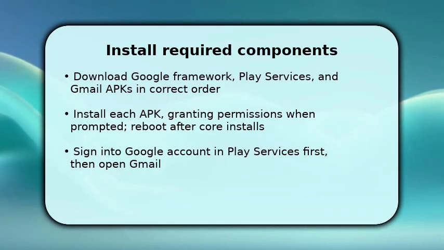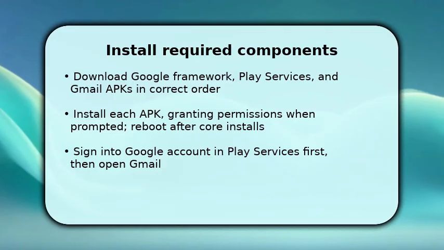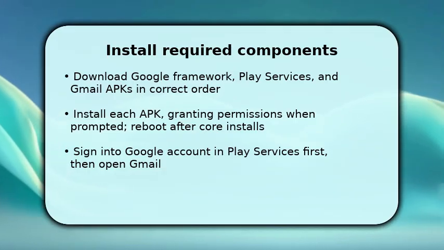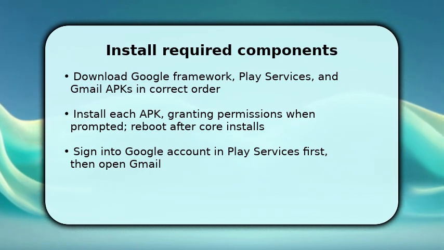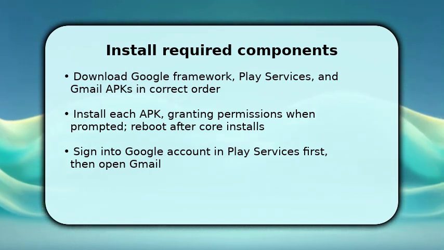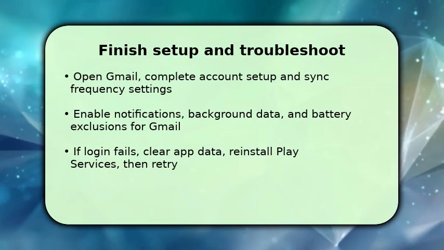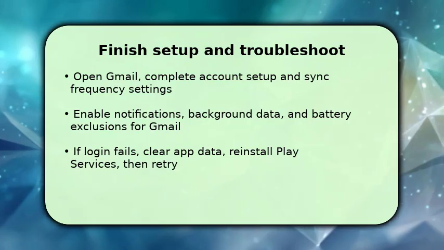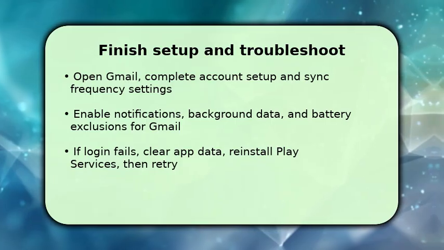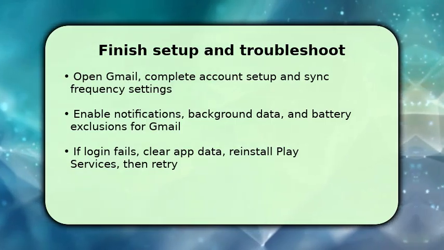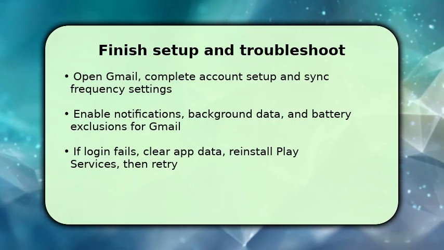After reboot, open Play Services to sign into your Google account. Make sure Play Services syncs before launching Gmail to avoid login errors. You finish by opening Gmail and completing the account setup, choosing sync frequency and inbox preferences so mail arrives as you expect. Make sure notifications are enabled, background data is allowed, and battery optimization excludes Gmail to prevent delayed delivery.